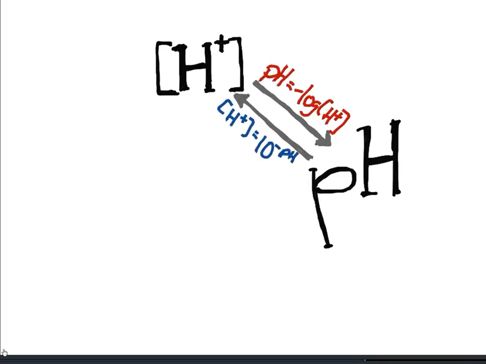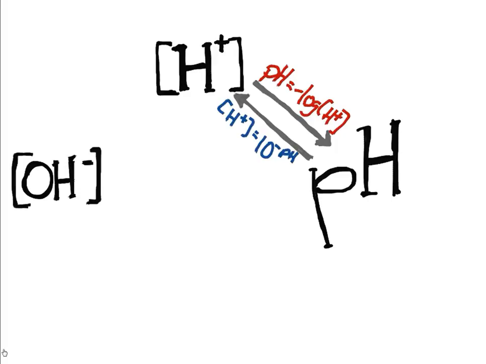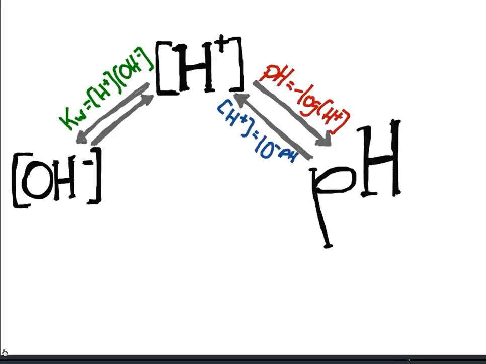You also can convert hydrogen ion concentration into hydroxide ion concentration, or vice versa, using the equation Kw equals H plus times OH minus. Kw is on the yellow sheet, but it is equal to 1 times 10 to the minus 14 at 25 degrees Celsius.